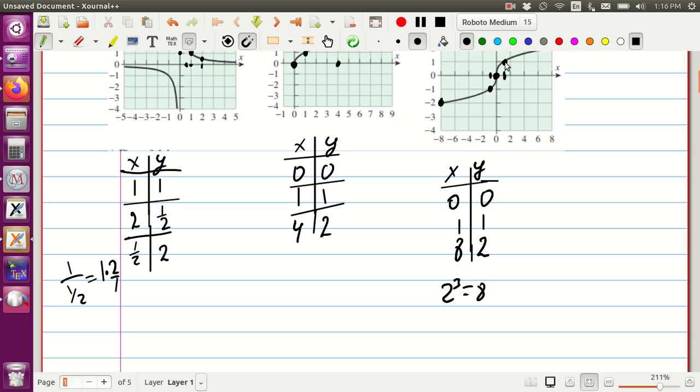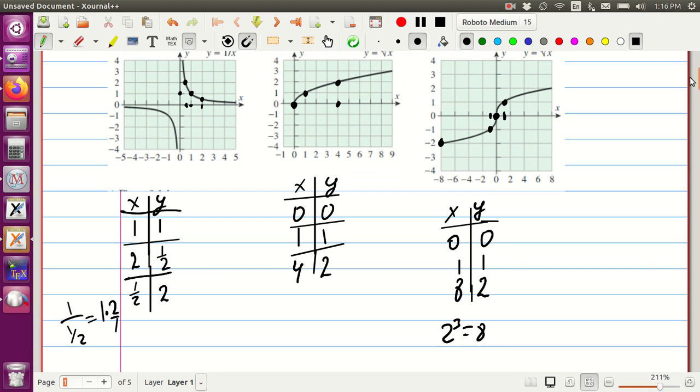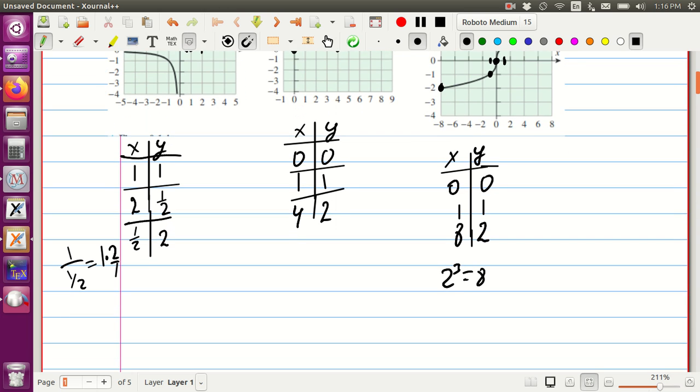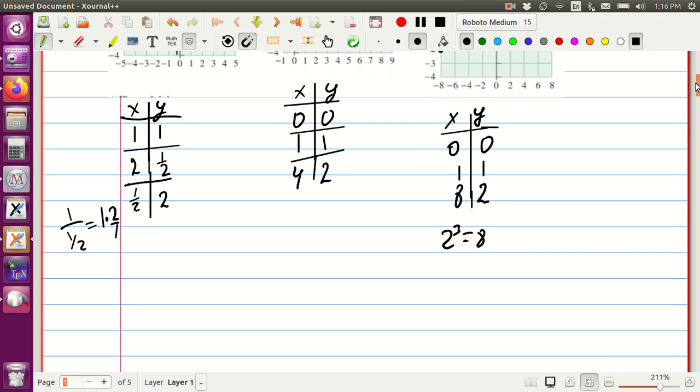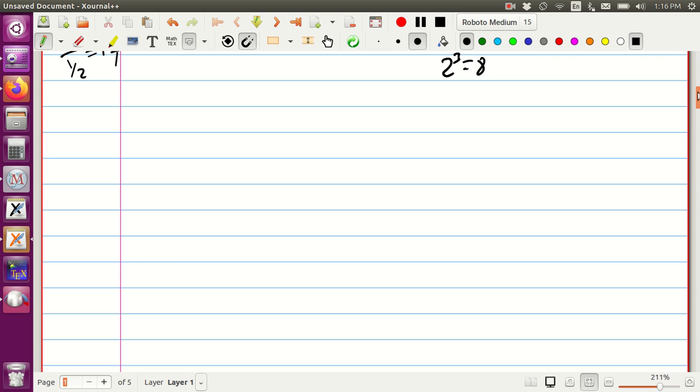All right, so this is our function. Basically you create some points and trace it out, but it's probably better to remember the shapes for these functions. What can we do with these functions?